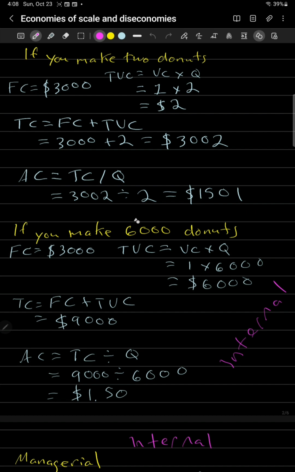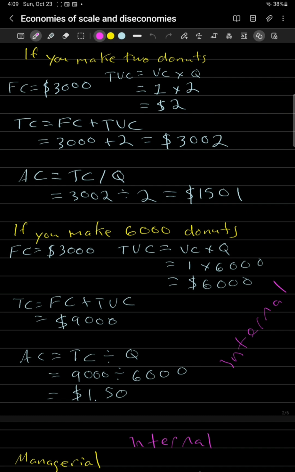But look what happens if you make 6,000 donuts. Well, your fixed cost stays the same. And your total variable cost goes up because now you have 6,000, right? So 6,000 times 1 is $6,000. So your total variable cost is $6,000. So your total cost, fixed cost plus variable cost, is $9,000. Okay, that's more money, right? But you have more donuts. And you divide 9,000 by 6,000, the number of donuts, it costs you $1.50 to make each donut. So that's the main reason for economy of scales. The more you make, the more units you have that can pay for your fixed costs. It's spread over more things.